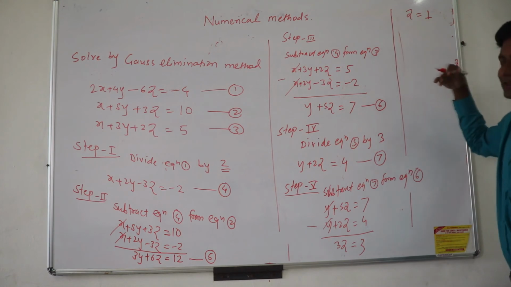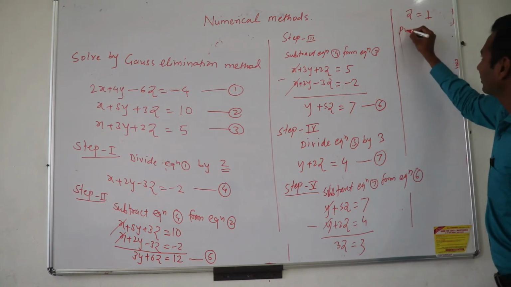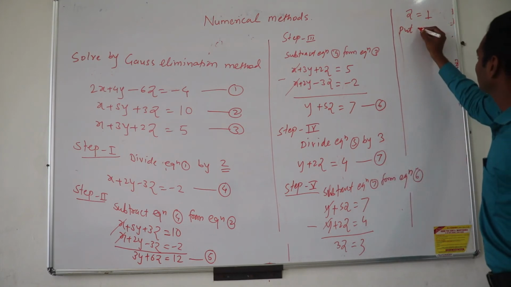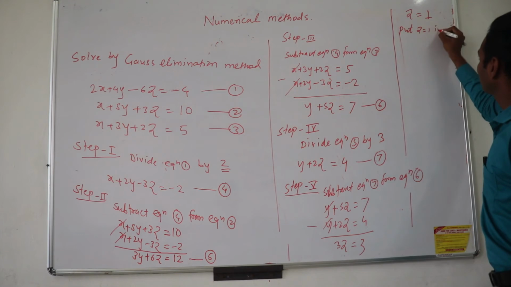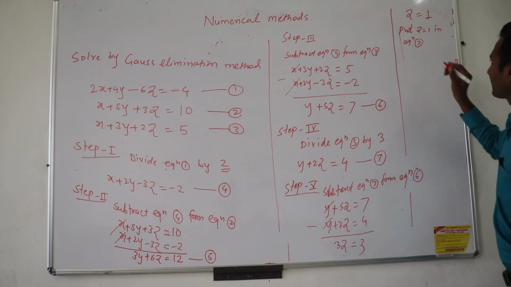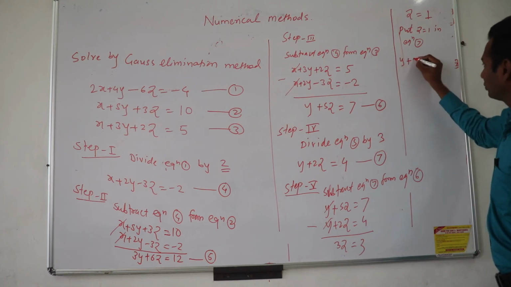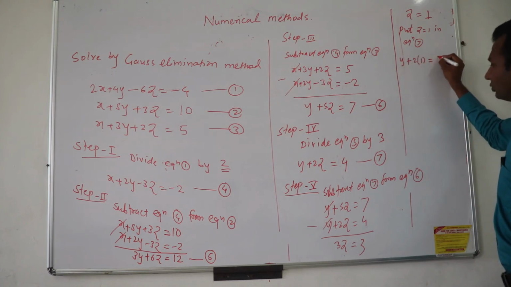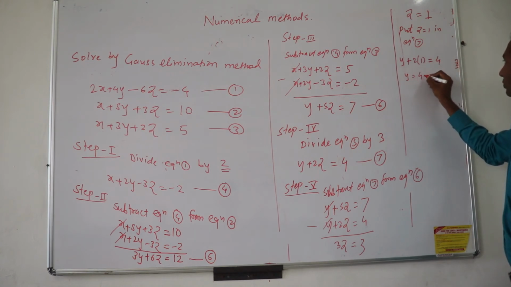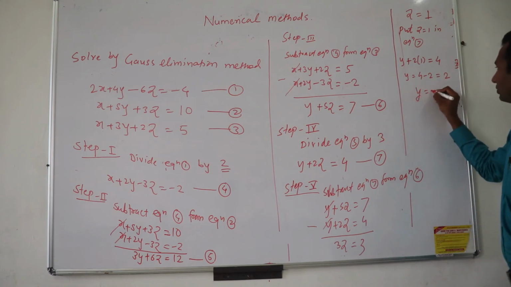Then using back substitution we have to find y and x. So put that value of z in equation 7, put z is equal to 1 in equation 7. Then we get y plus 2 into 1 is equal to 4. So y plus 2 is equal to 4, that is y is equal to 4 minus 2, which is 2. So you get y is equal to 2.